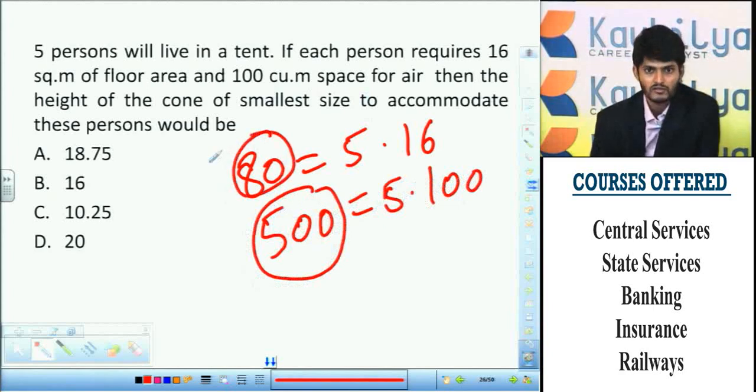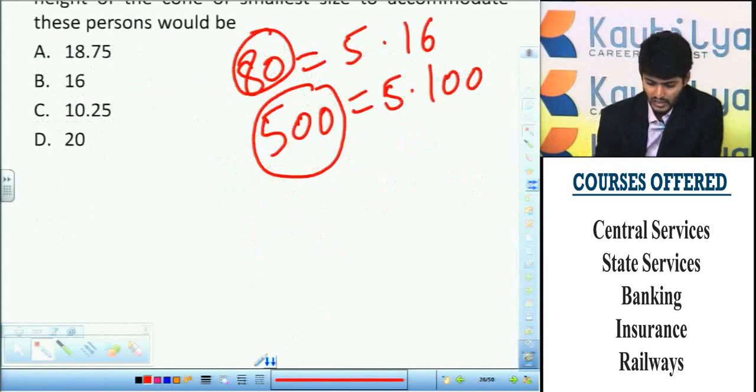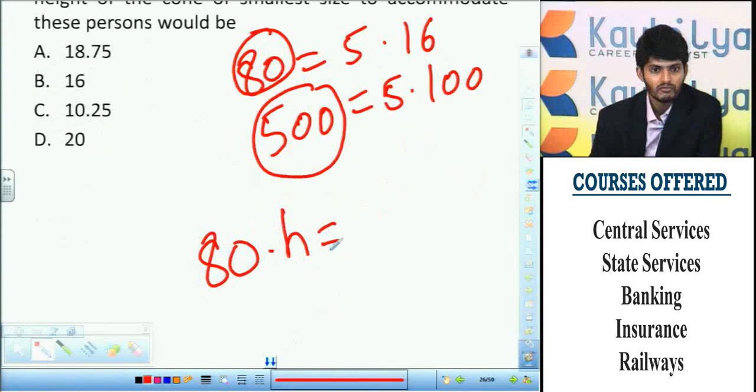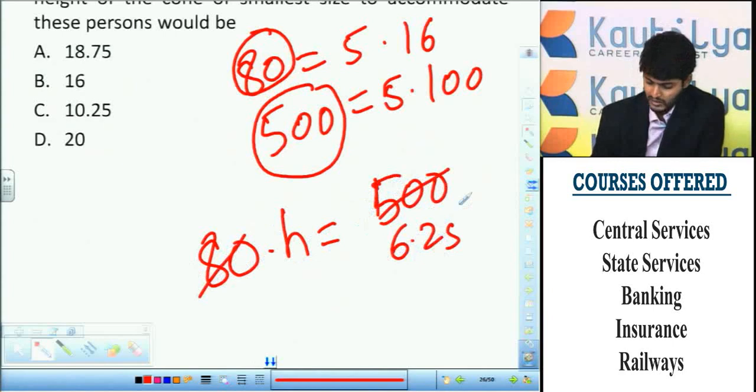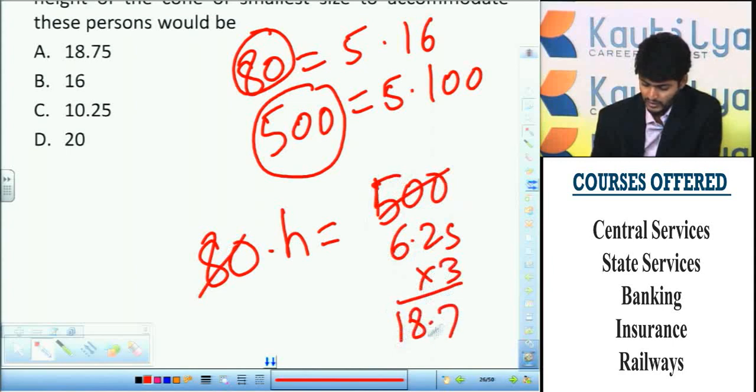So what is the relation between surface area and, finally, what is asked, the height of the cone of the smallest size to accommodate 5 persons? Surface area 80 into your height would give you your volume, which is 500. Here height would be 6.25. Since it is 1 by 3 times, you would multiply 6.25 into 3, which would give 18.75. Agreed?